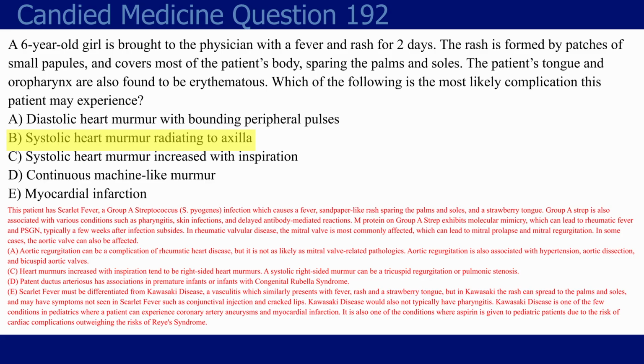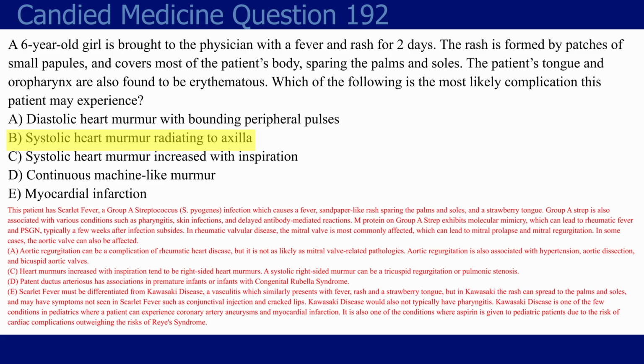Choice D, continuous machine-like murmur. This is PDA, patent ductus arteriosus. Not much to say here. A PDA is usually associated with either a premature infant or congenital rubella syndrome. I think those are the two big things you want to associate with PDA. And of course, you need to know the murmur description is the continuous machine-like murmur.